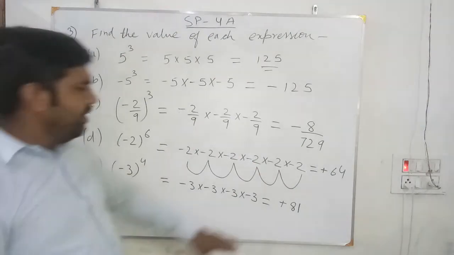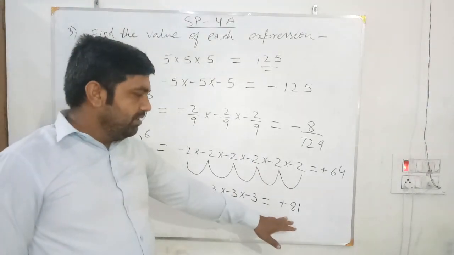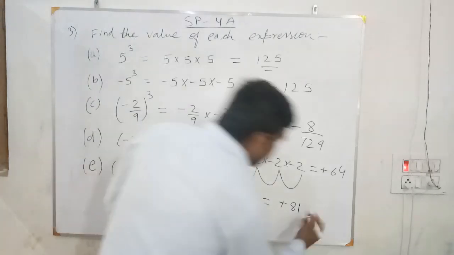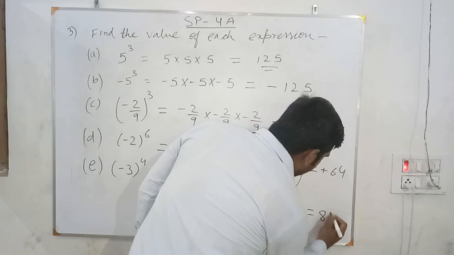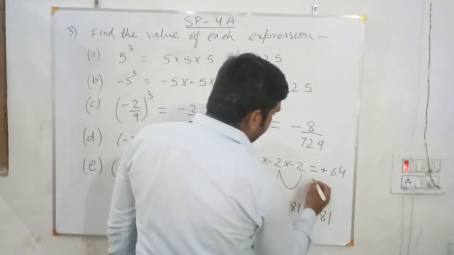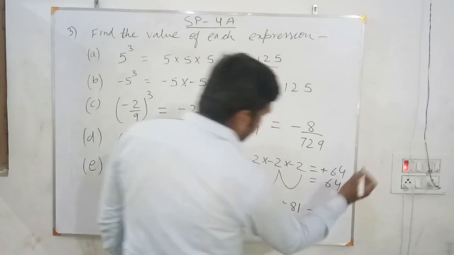Okay. So if a number is positive, we don't need to mention the plus. So we can write the answer as simply 81. That is also considered positive only. Similarly, this you can also write simply as 64.